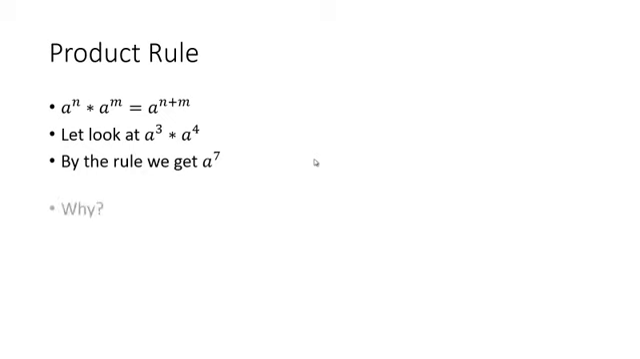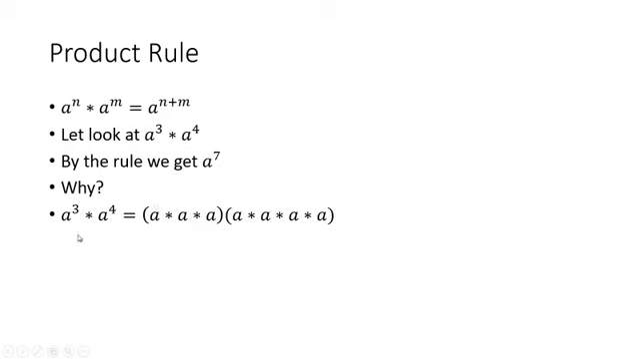And we can look at why this is, how we can think of it. We have a cubed times a to the 4th. I expanded a cubed in the first parentheses and a to the 4th in the second parentheses. We could then write it as a times a times a times a times a times a times a, which would be a times itself 7 times, which is a to the 7th power.